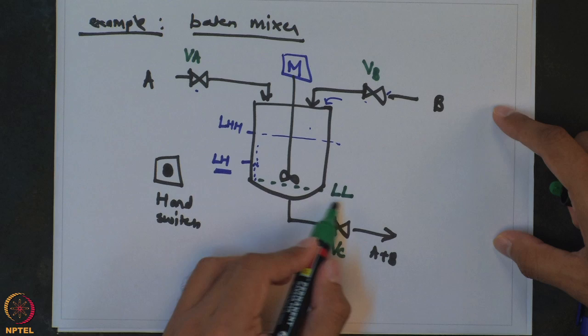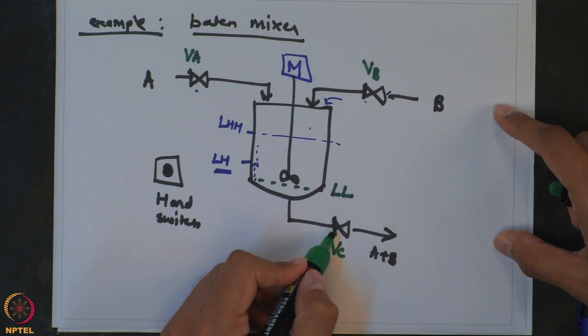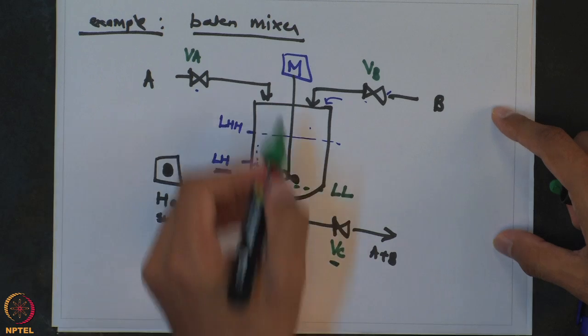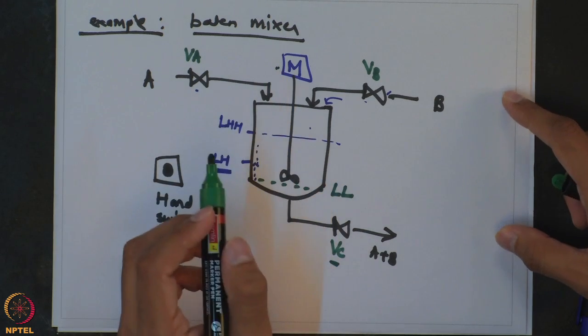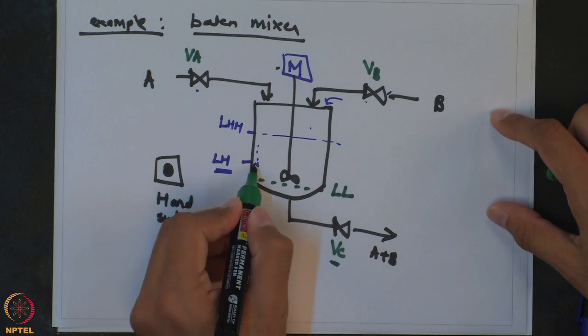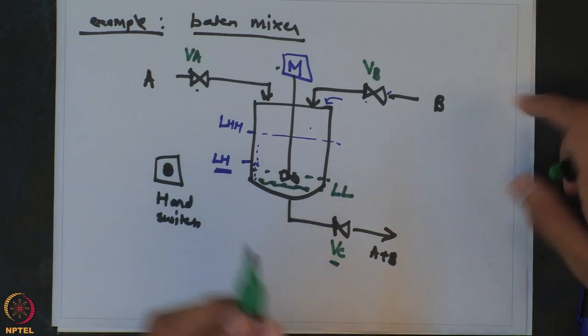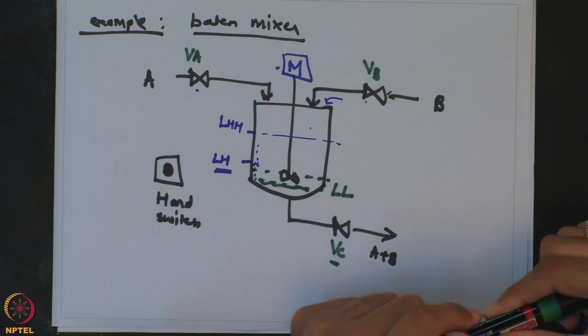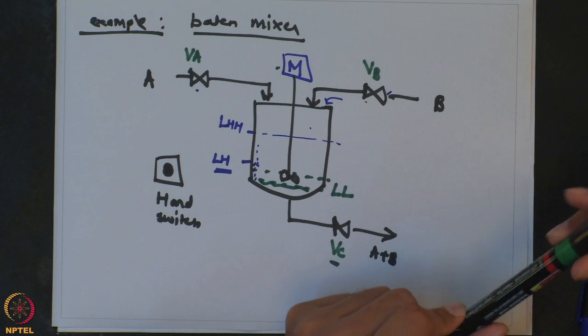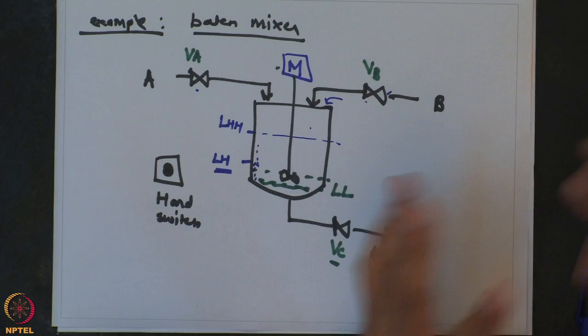So, when the level reaches LL, that means you have removed the entire product. So, the valve VC will close as well as the agitator will also stop. Now, for correctness, let me show that this level is like this, so that the agitator is always below the minimum level. So, that is the process.